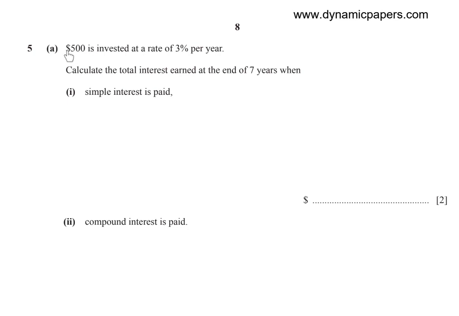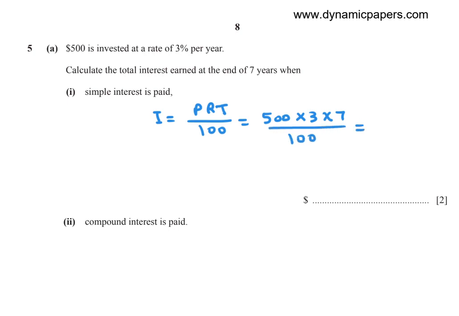5a. $500 is invested at a rate of 3% per year. Calculate the total interest earned at the end of 7 years when simple interest is paid. So to find the simple interest, I equals PRT over 100. So 500 times 3 times 7 over 100 equals 105. So the interest is 105.